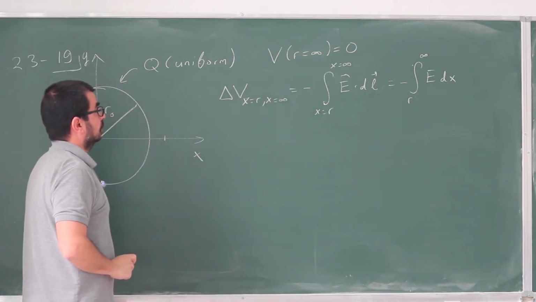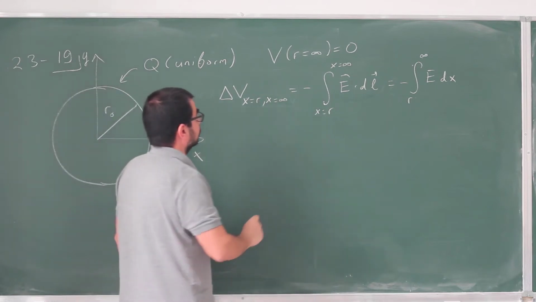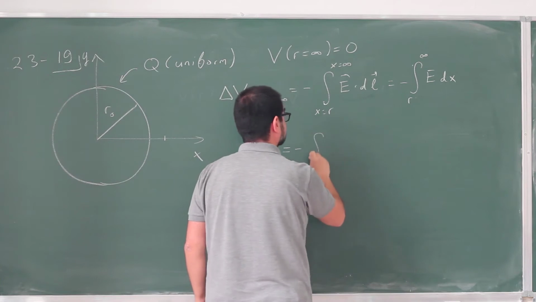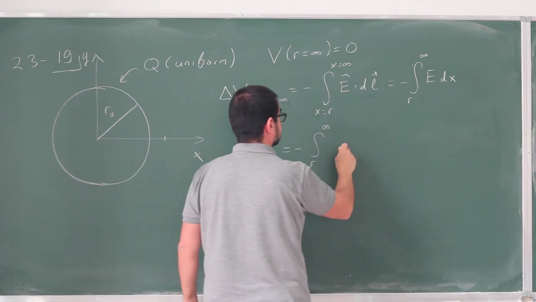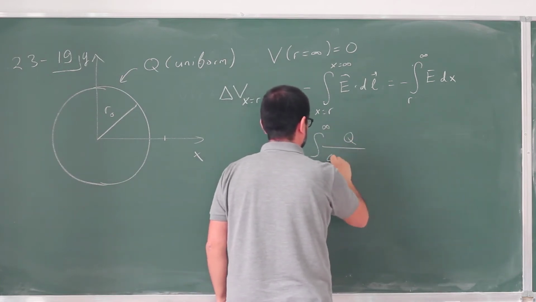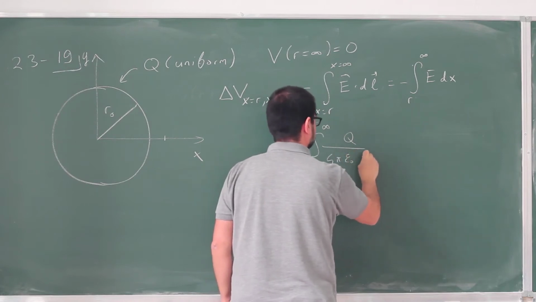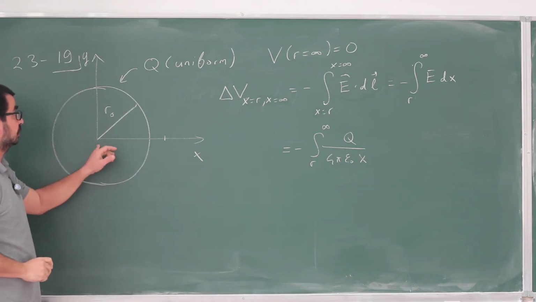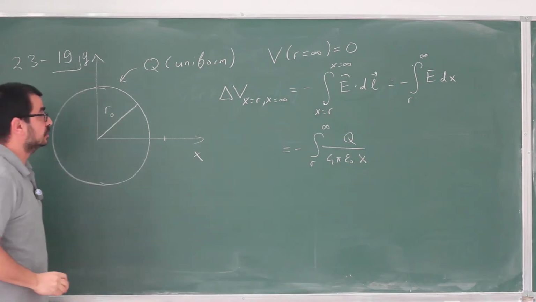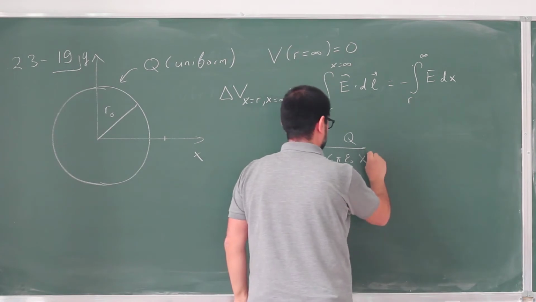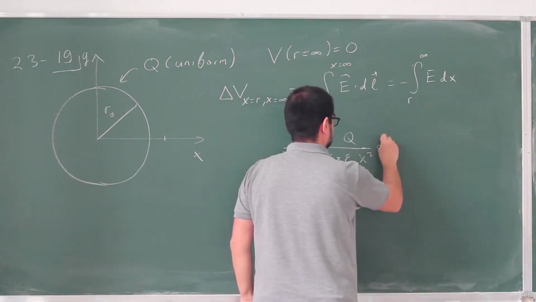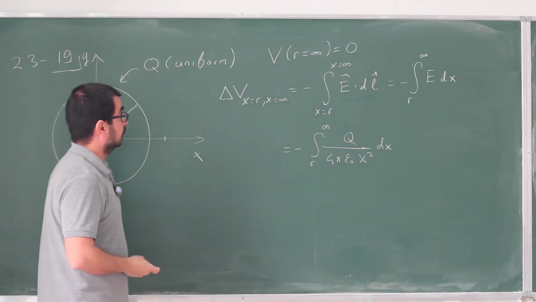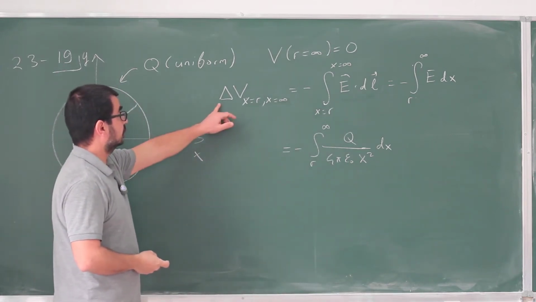Okay? And I'm going to write the electric field expression here. So this is minus the integral from r to infinity of q over 4 pi epsilon naught x squared times dx, where x is my distance from the center of this spherically symmetric charge distribution, and I can take this integral, and I can now write the left-hand side.